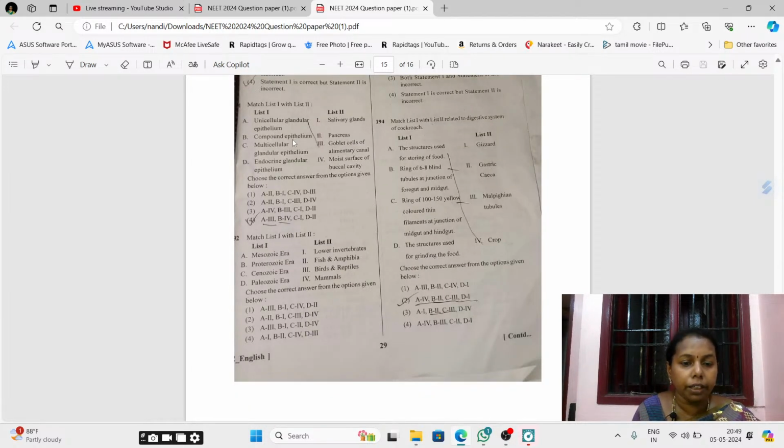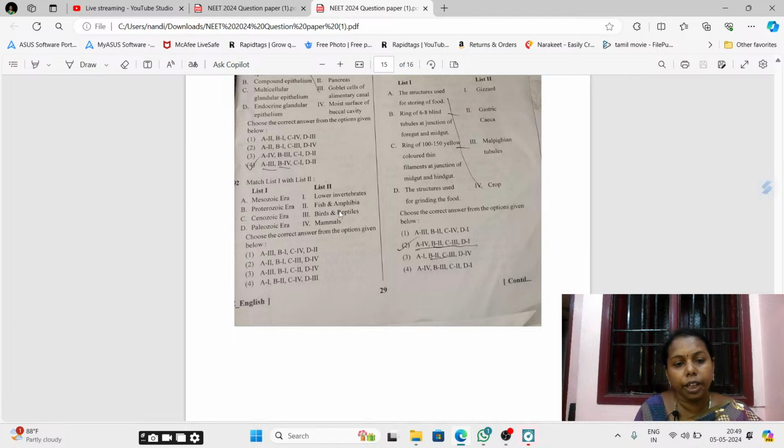Match again. 191. Unicellular glandular epithelium, goblet cell for secretion of mucus. Compound epithelium, buccal cavity. Multicellular glandular epithelium, salivary gland, which is in option D. Option 4 is the correct answer.